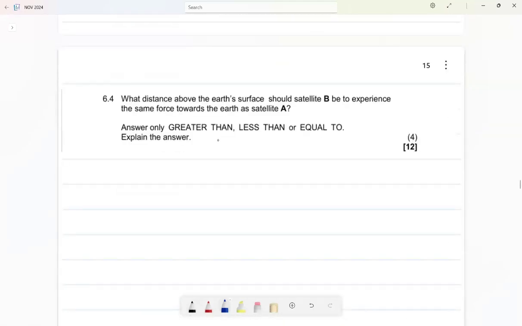Then 6.4 says, what distance above the Earth?